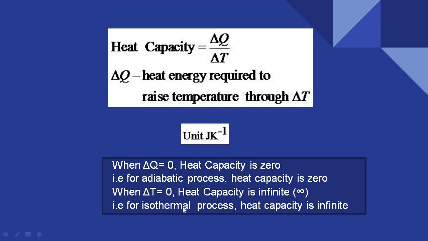And you can notice these points. When delta Q is equal to 0, heat capacity will be equal to 0. And we know that for adiabatic processes, delta Q equal to 0. Therefore, for adiabatic processes, heat capacity equal to 0. And for isothermal processes, we know that the change in temperature during the processes are 0. That means delta T is equal to 0. So, this quantity is infinite.